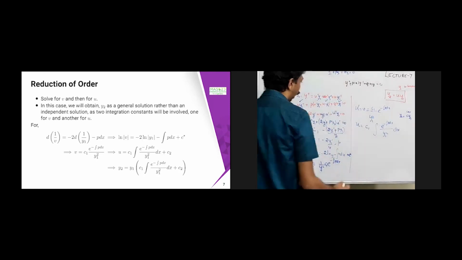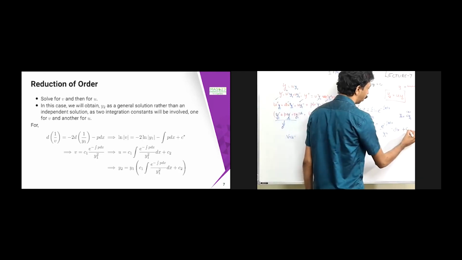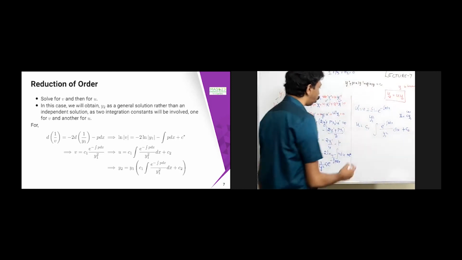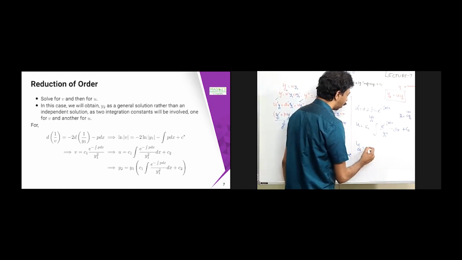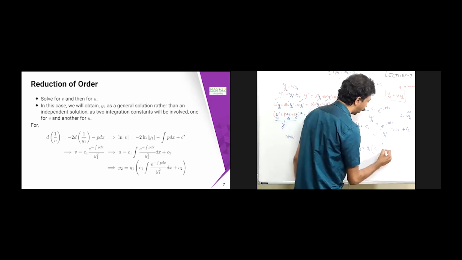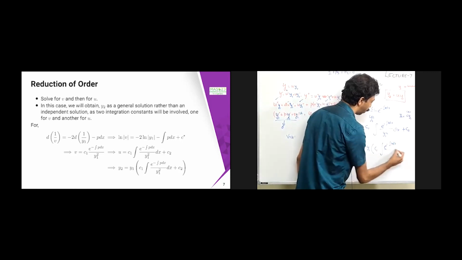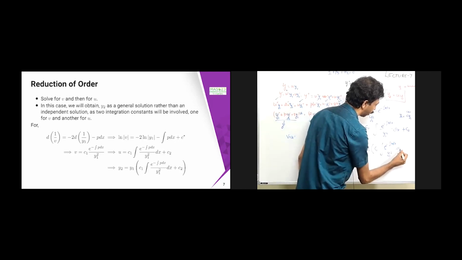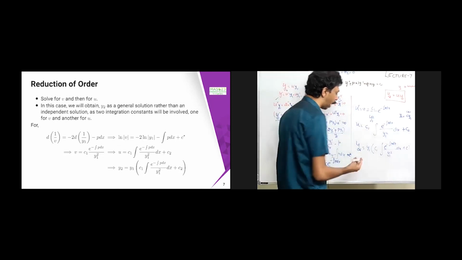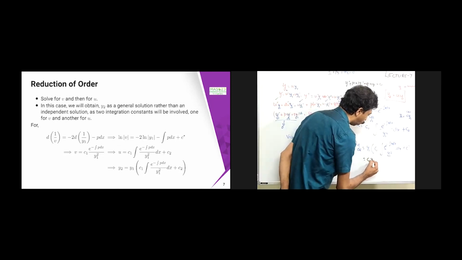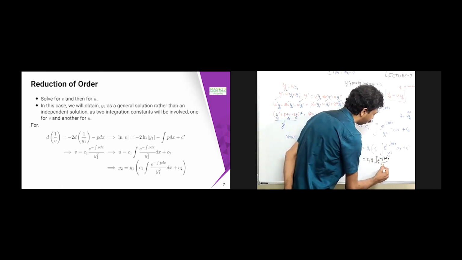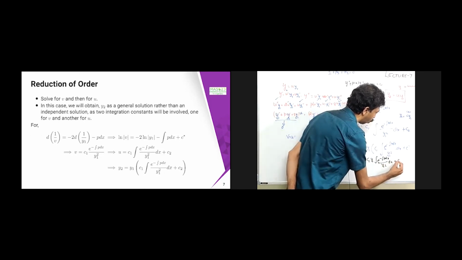But what I have is y2. Here one more constant is going to come. Let's say c1 is there, therefore I am going to put c2 here. So I substitute it over here. Therefore y2 is going to become y1 into c1 times the integral of e power minus integral p dx divided by y1 square dx plus c. That means I can write this as c1 y1 times the integral of e power minus integral p dx divided by y1 square dx, plus c y1.